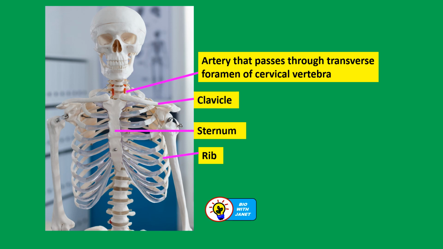This is the front view, okay, showing you how the ribs are attached to the sternum in the front. Okay, at the back the ribs are attached to the thoracic vertebrae, but at the front the ribs are attached to the sternum. Okay, and then this is the clavicle, and you have the scapula, which is a triangular bone at the back here, which is not clearly seen. This is the scapula.